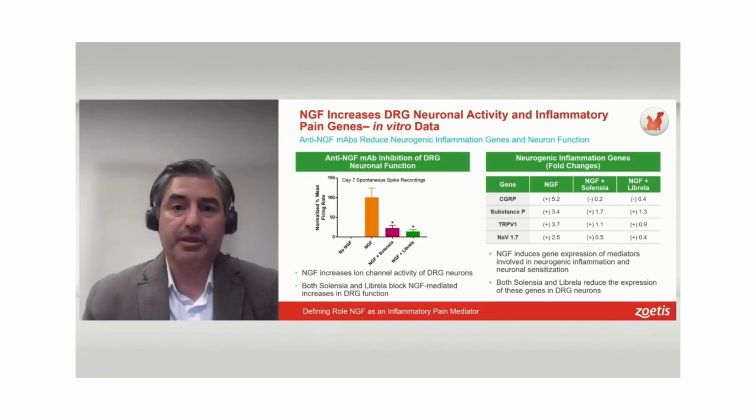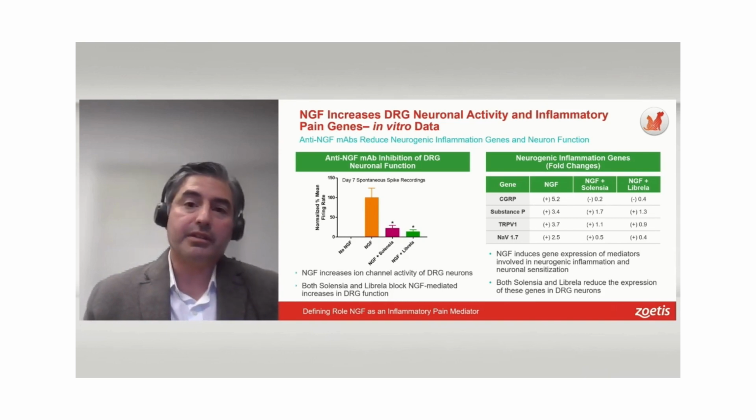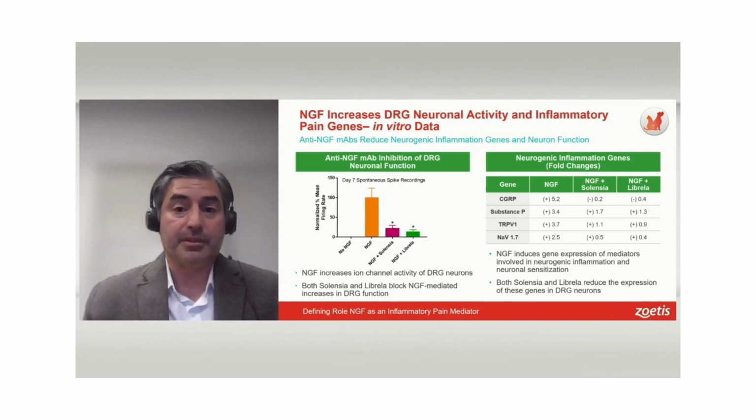In terms of depolarizations or increases in signaling of these neurons, we get, as an example, an increase of over threefold of TRPV1, which is the capsaicin channel, and then NaV 1.7, which is a sodium channel that's involved in pain and has been in the literature for decades as well. So it all makes sense that we're getting this increase in the transcription of these ion channels, which is translating to an increase in function of the neurons themselves.